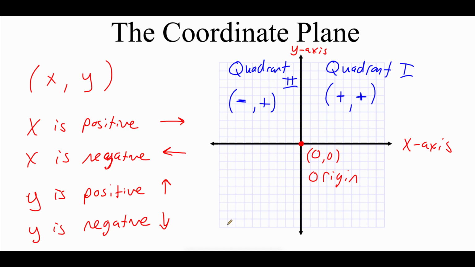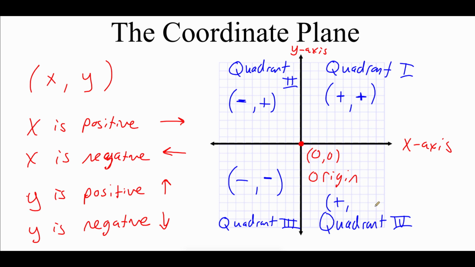Down in the bottom left-hand corner, that's quadrant 3. We're on the left-hand side, so we're dealing with a negative x value, but now we've dropped below the x-axis, so we've got a negative y value as well. So in the third quadrant, the x's and the y's are both negative. And then if we're down in the bottom right-hand corner, this is quadrant 4. We're on the right-hand side this time, meaning we've got a positive x value, but we're still below the x-axis, so we've got a negative y value. So in quadrant 4, the x's are positive, but the y's are negative.